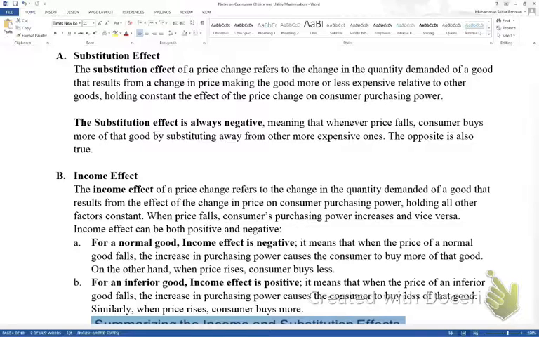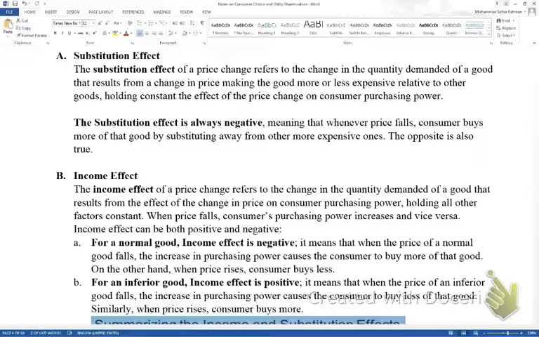So the idea behind the substitution effect is that as a consumer, whenever the price of a certain good goes down, we substitute the more expensive good with the relatively cheaper good. So the substitution effect is always negative. What does it mean? It means that if the price of a good goes down, this good becomes cheaper relative to the other goods that the consumer is buying. So the substitution effect tells you that if the price of a good goes down, you should buy more of that good. The opposite is also true. If the price of a good goes up, you should buy less of that good, holding everything constant. So that's our substitution effect.